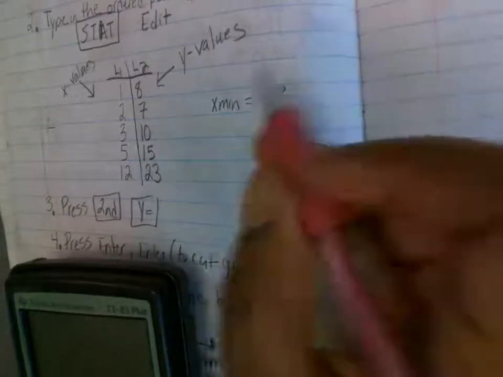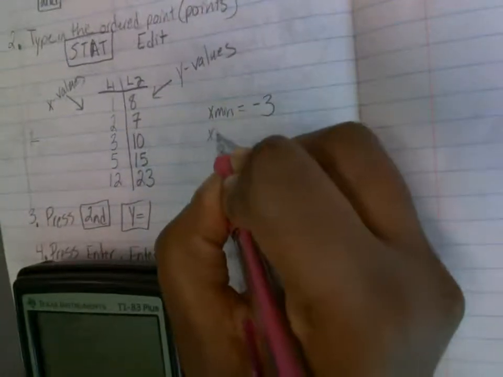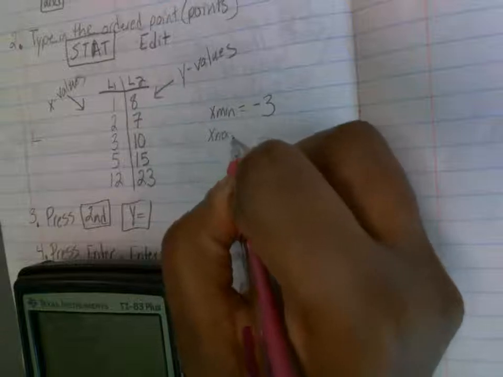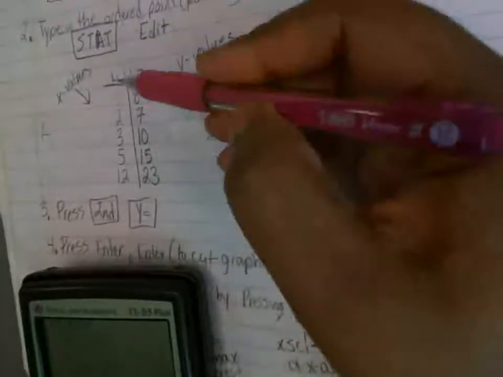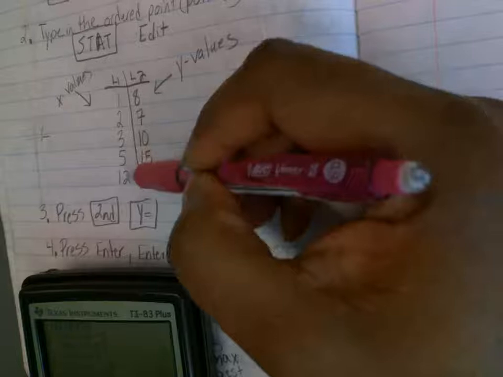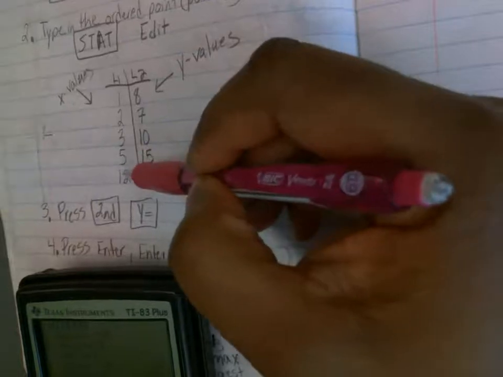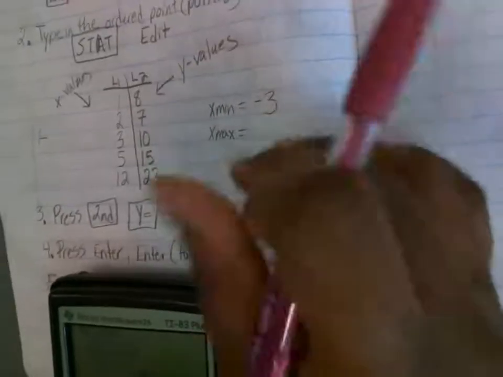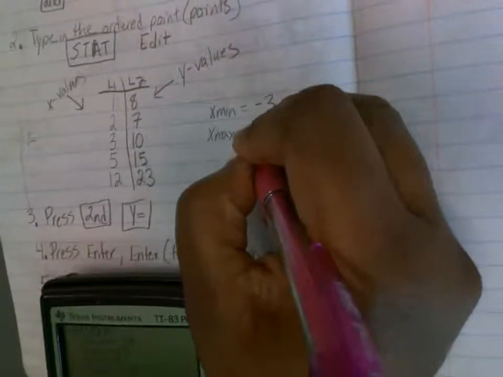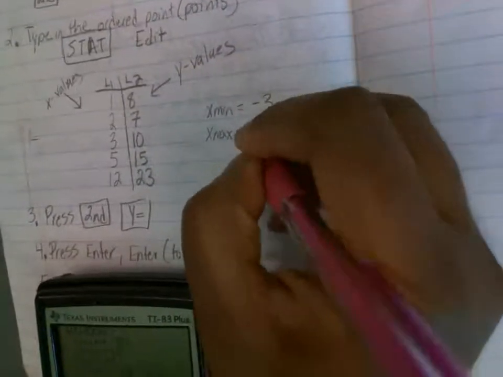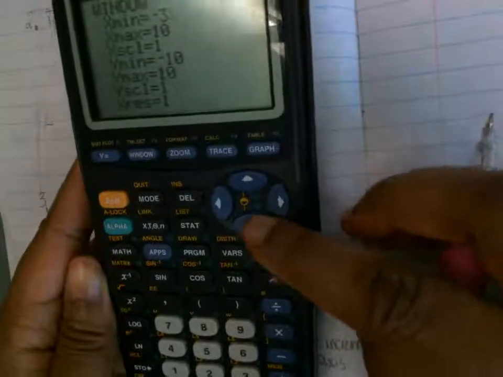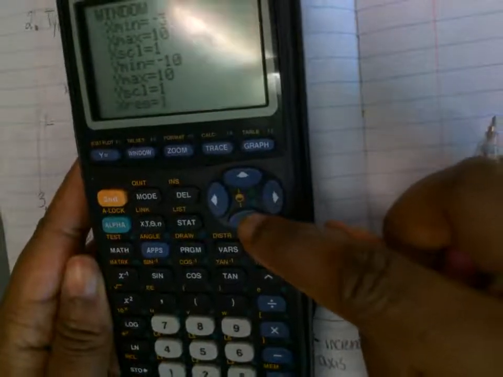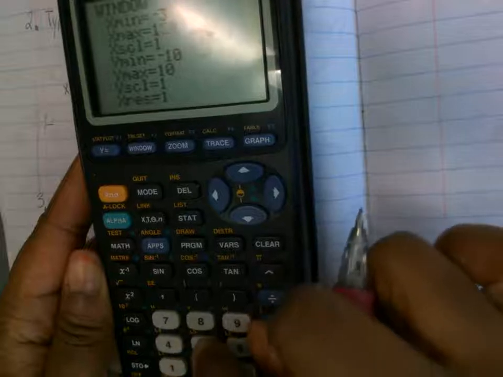Okay. X max. Your largest x value is 12. So you need to go a little higher than 12 so you can see 12. So let's go to 15. I'm going to press the down arrow and type in 15.